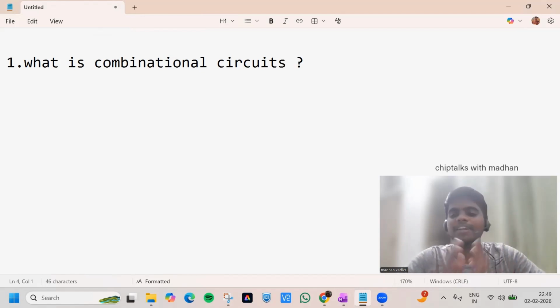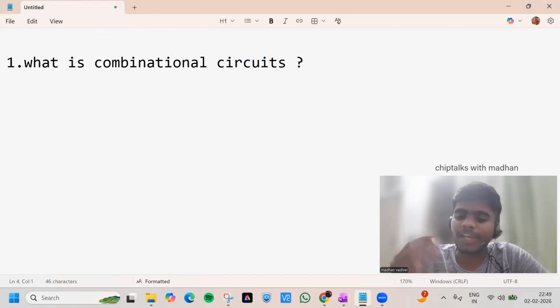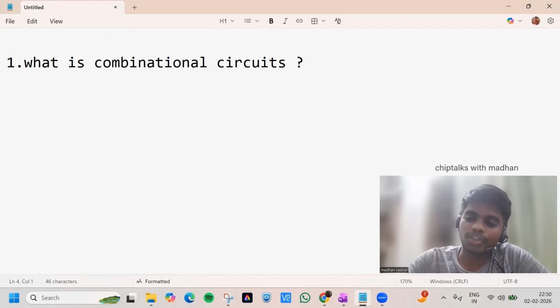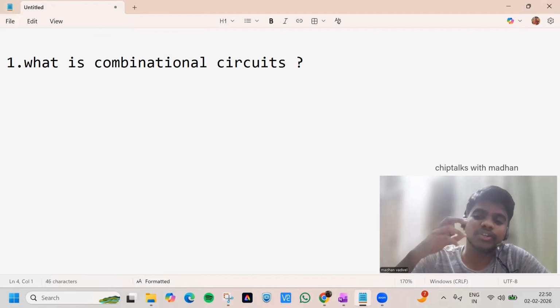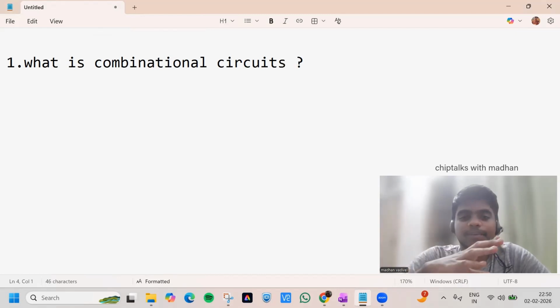Consider an AND gate. If A is one and B is one, we get the output as one. If A becomes 0 and B is 1, the output suddenly becomes 0. This is how a combinational circuit works. Whenever the present input changes, the output we get also changes. So it is called a combinational circuit.